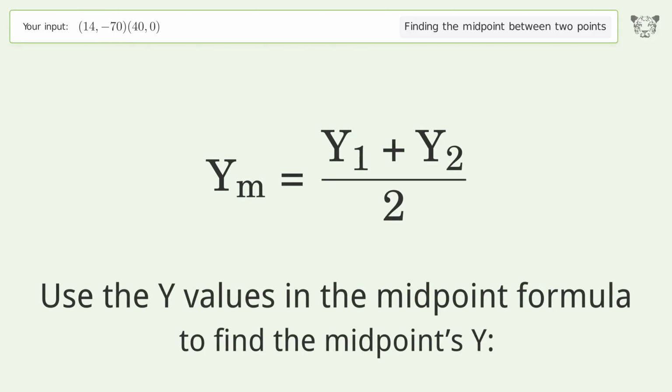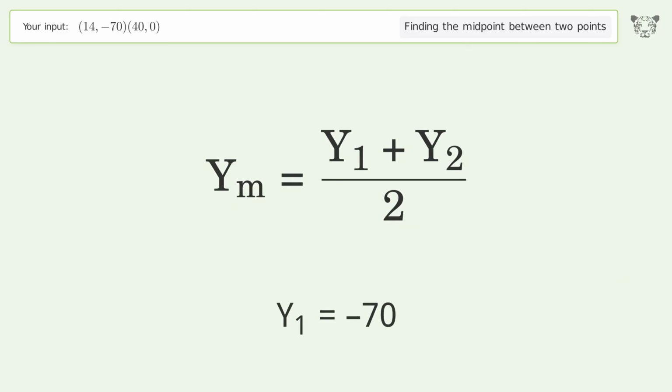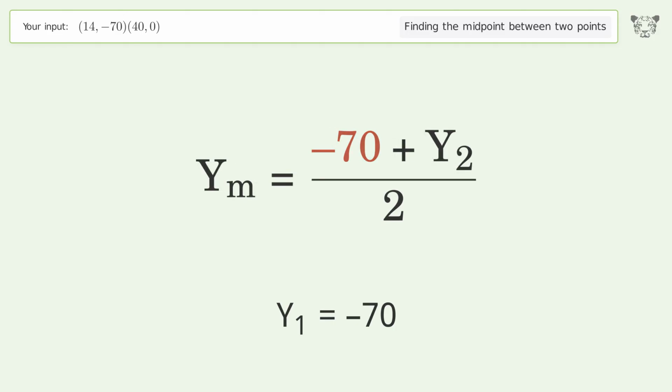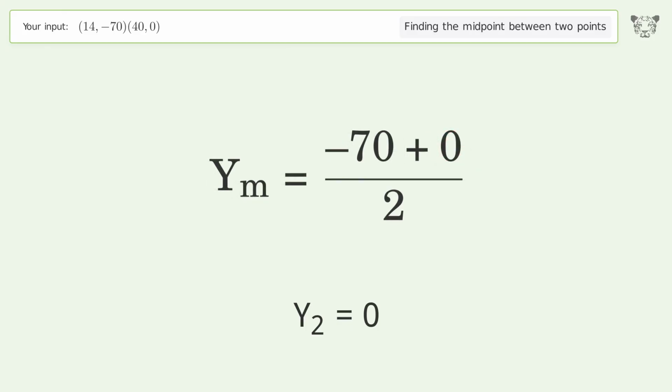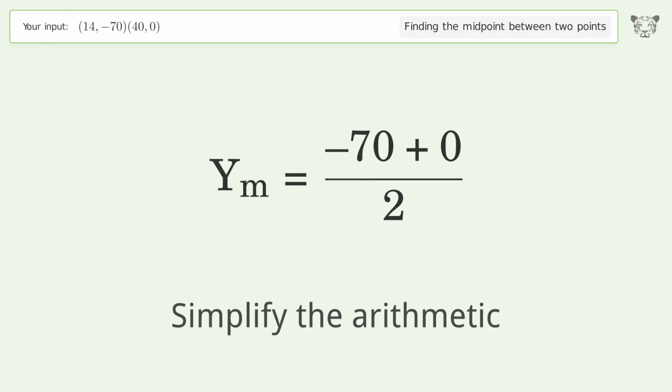Use the y values in the midpoint formula to find the midpoint's y. y1 equals negative 70. y2 equals 0. Simplify the arithmetic.